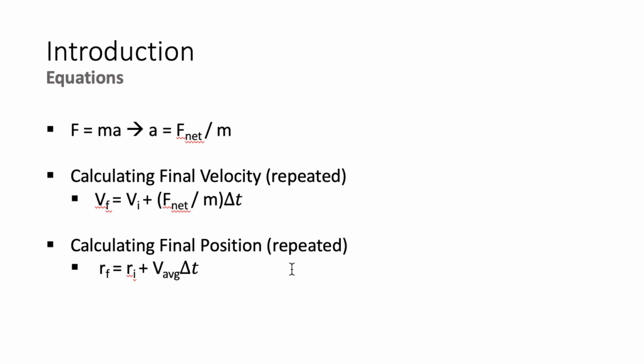And the final position is going to be calculated by adding the average velocity, which is the average of the initial and final velocities, multiplied by time to the initial velocity.